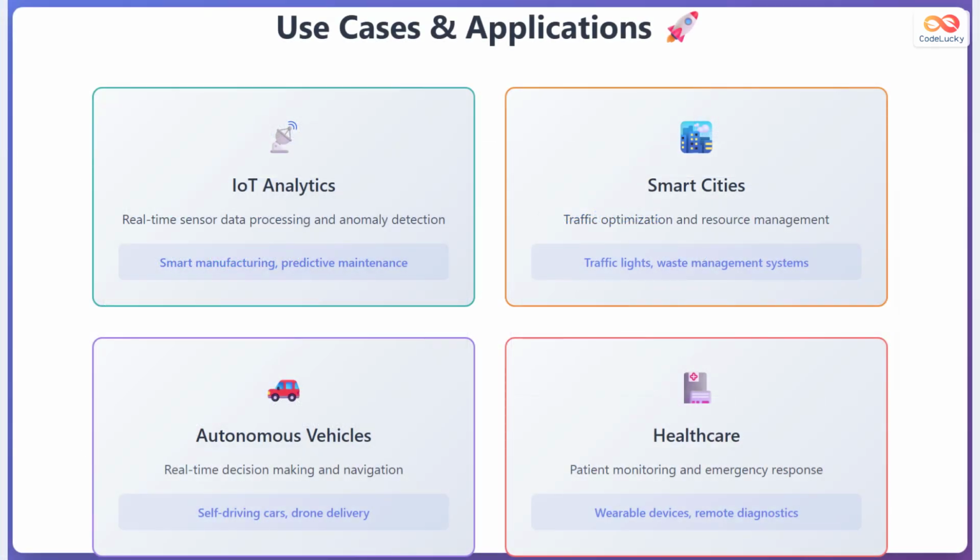Use cases and applications. Edge computing has numerous applications across various sectors. In Internet of Things analytics, it enables real-time sensor data processing and anomaly detection, useful in smart manufacturing and predictive maintenance. For smart cities, it optimizes traffic and manages resources, such as traffic lights and waste management systems. In autonomous vehicles, it supports real-time decision-making and navigation for self-driving cars and drone delivery. In healthcare, it facilitates patient monitoring and emergency response through wearable devices and remote diagnostics.